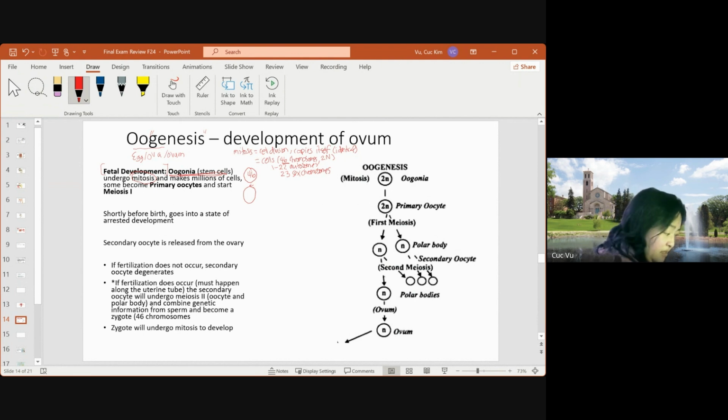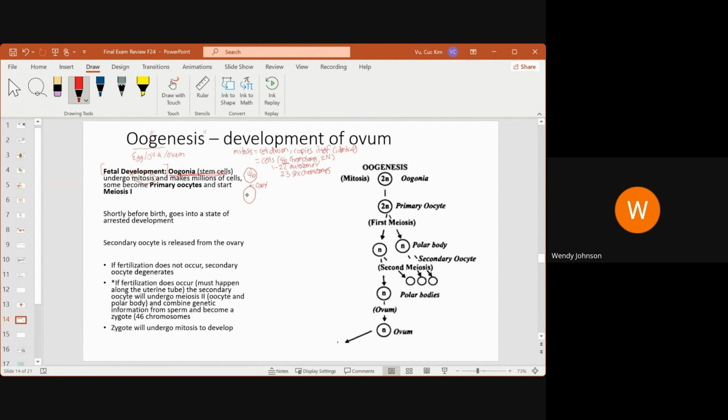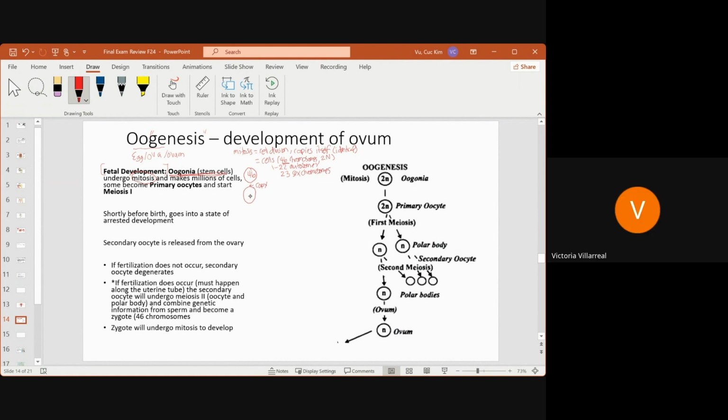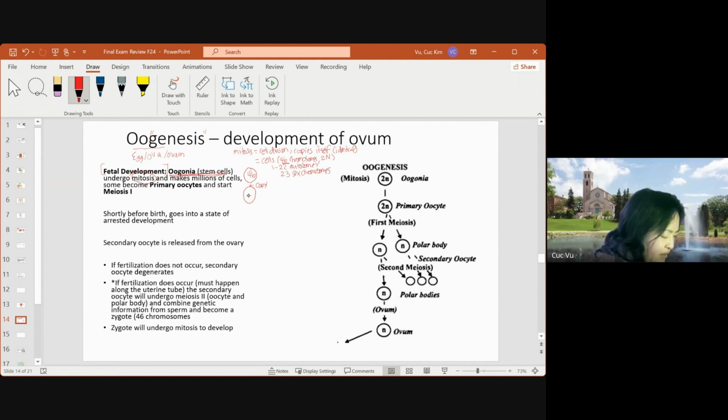It's going to copy itself, right? So from 46 is going to become what? 46. It's going to copy itself. So from 46, it becomes... no, not 23. 23 would be dividing. So 23 happens in meiosis. So remember that for meiosis. But in mitosis, 46 copies itself to become 92.